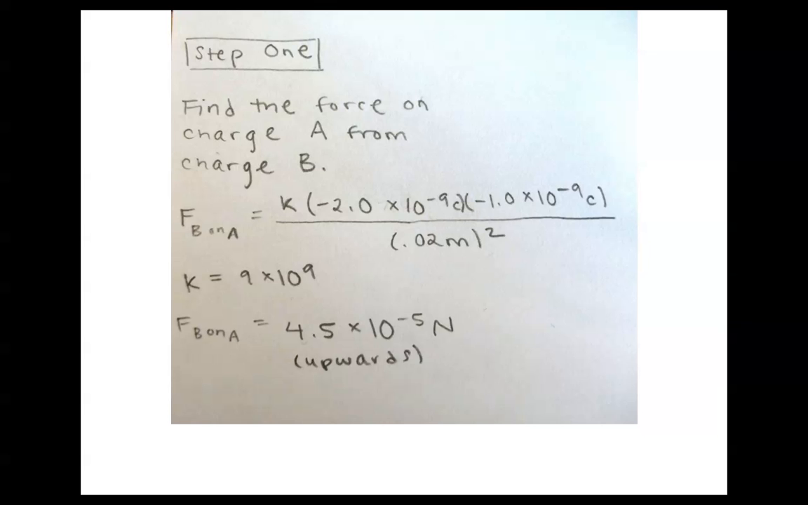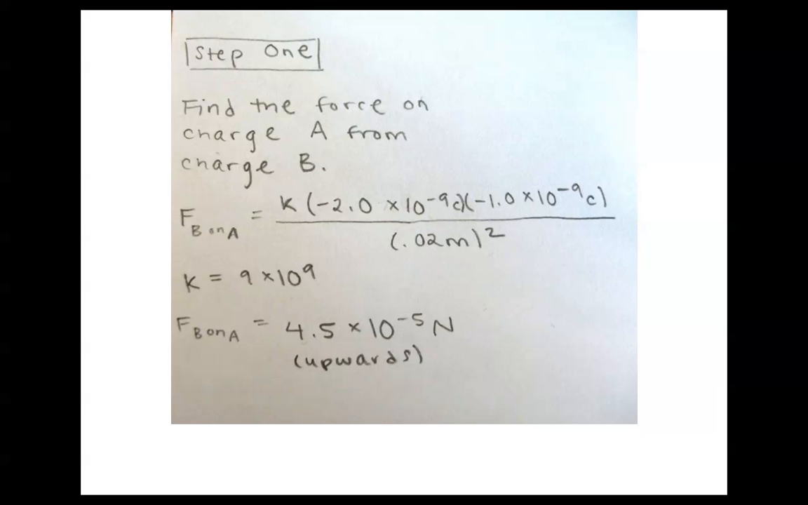Step 1 is to find the value of the force of B on A. To do this, we use Coulomb's law, which is F equals K times charge 1 multiplied by charge 2 divided by the distance between them squared. K being the constant 9 times 10 to the 9th.